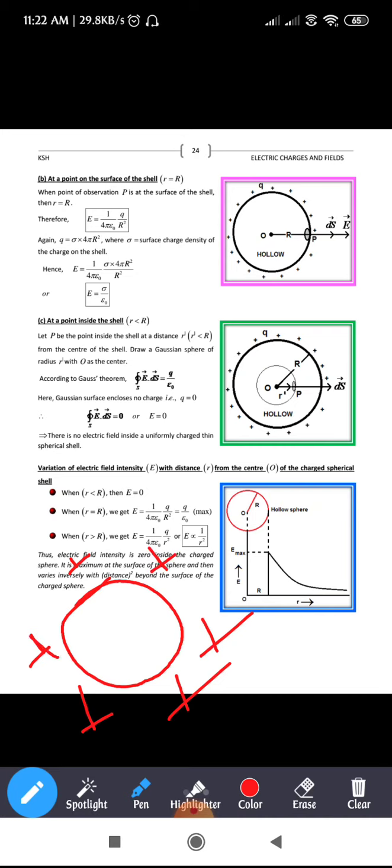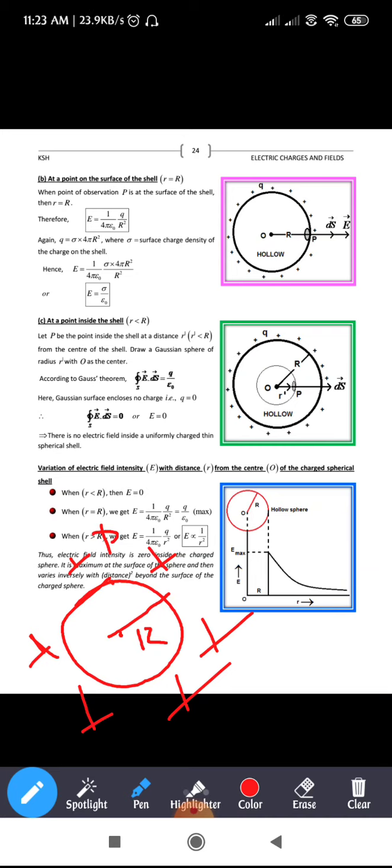So now what I need to do is, let us say that capital R is the radius of this spherical shell. Now I need to find the electric field on the surface of this spherical shell. So on the surface I need to mark a point. P is a point where I need to calculate the electric field intensity, that is on the surface.